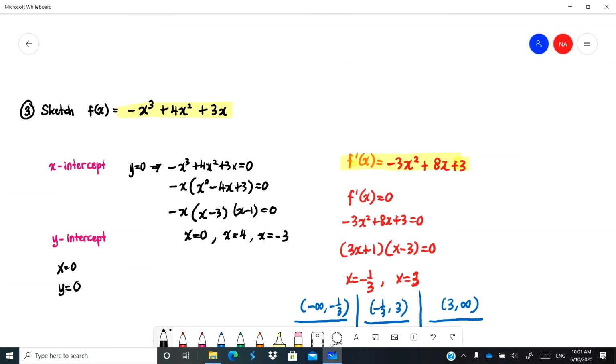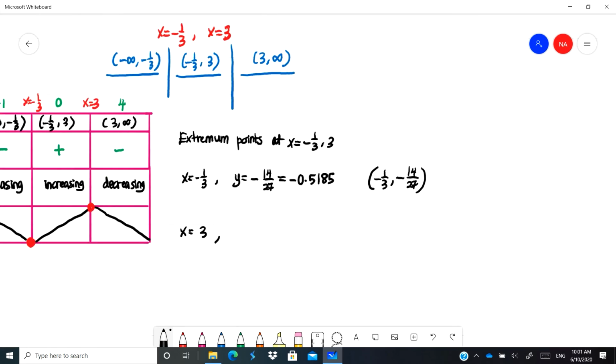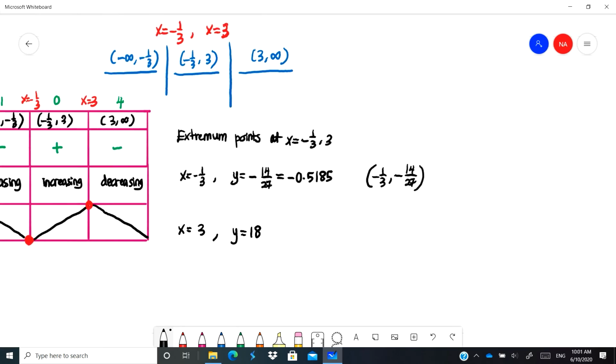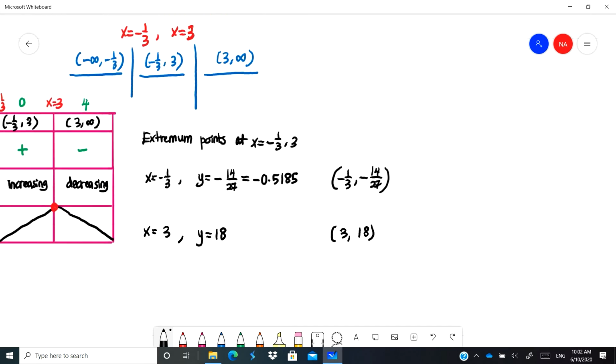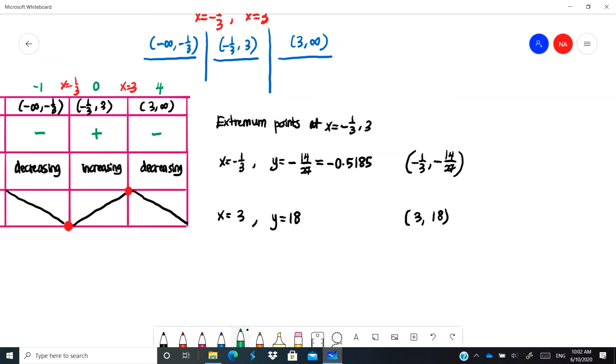Next, we're going to substitute the value of x with 3 into f(x). So we get -3 to the power of 3 plus 4 times 3 squared plus 3 multiplied by 3. So we'll get 18. So y is equal to 18. So another point is (3, 18). And we know that this one is a negative number, this one is a positive number. Of course, that positive number is the maximum point because it is higher. So this one is the maximum point and this one is the minimum point.